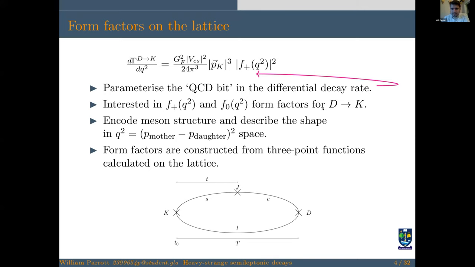For D→K, we're going to be interested in f plus and f naught, so the vector and the scalar form factors, and we'll calculate both of those. We can construct these from three-point functions, which we calculate on the lattice. Here's just a schematic of a three-point function, which I'll talk more about in a minute.